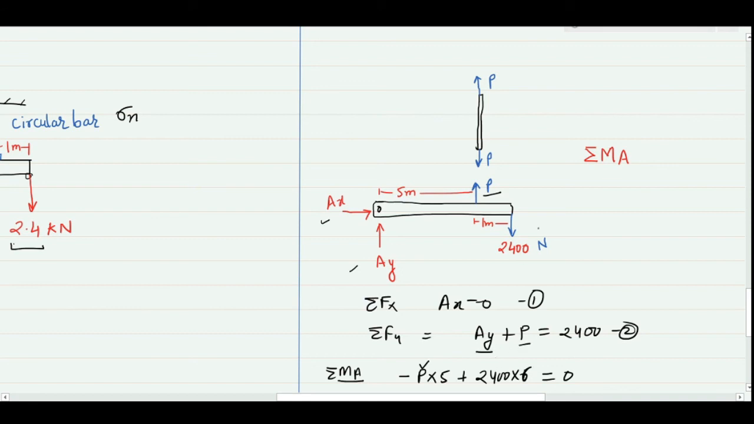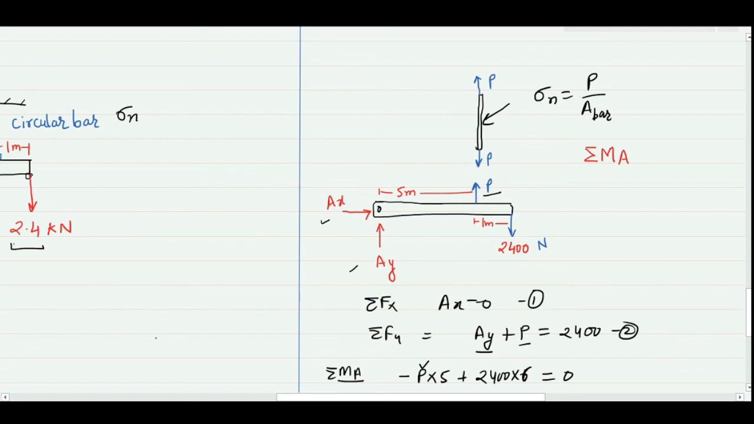After getting P and AY, you can calculate the stress, because the force acting in the bar is P, which is axial. So my normal stress here will be what? P by the cross section area of this bar. It is given that the cross section area of the bar is 2 centimeters square. So when you put in the numerical value, you will get the normal stress.